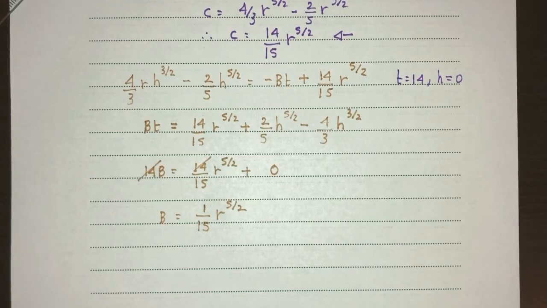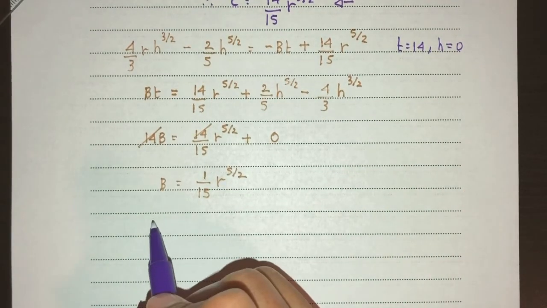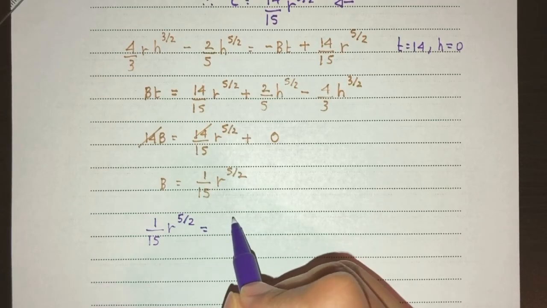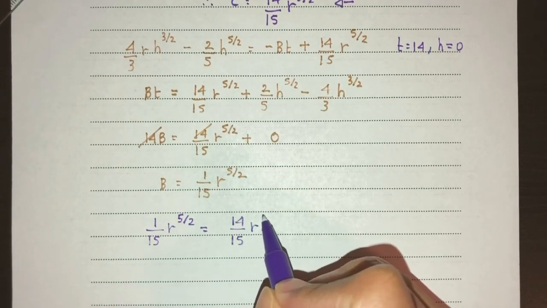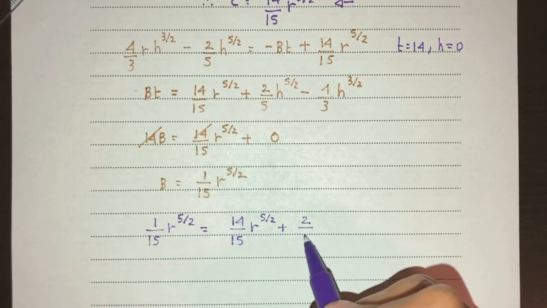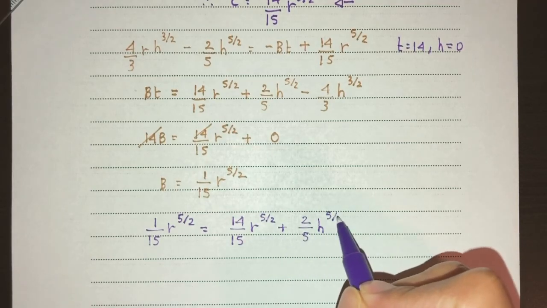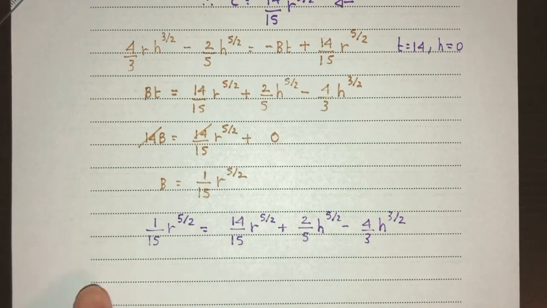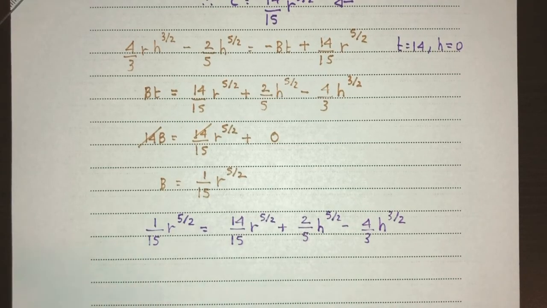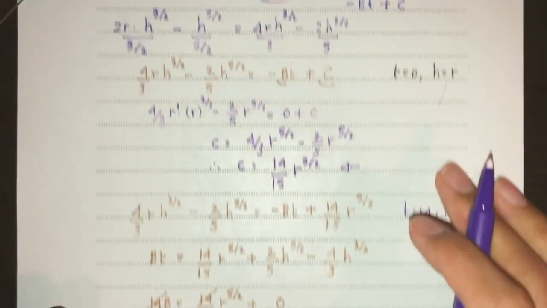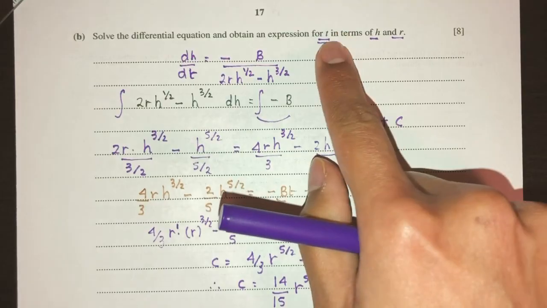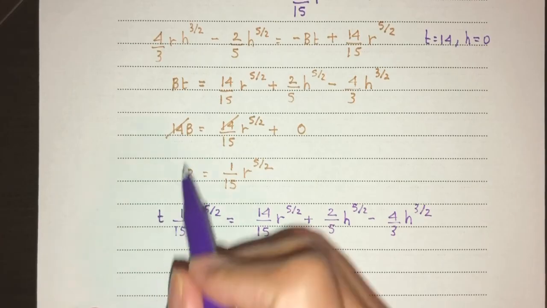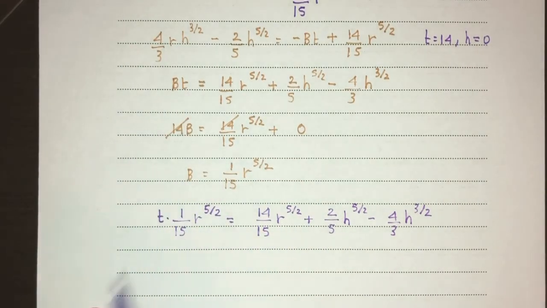So replace everything back into your equation. On one side you will have 1/15 r^(5/2) is equal to 14/15 r^(5/2) plus 2/5 h^(5/2) minus 4/3 h^(3/2). Now, since we know all the values, we have to make t in terms of h and r. So as you can see here, we have to express t in terms of h and r. This is the value of b, so bt, right? T times b. We have to make t the subject of the formula.